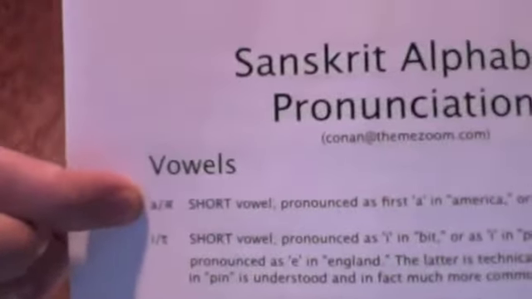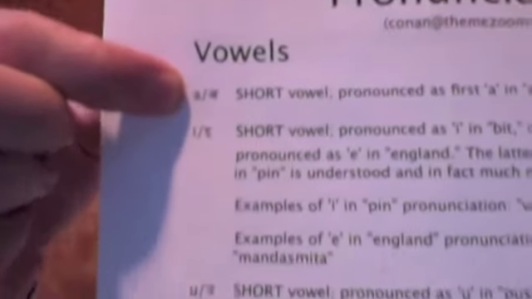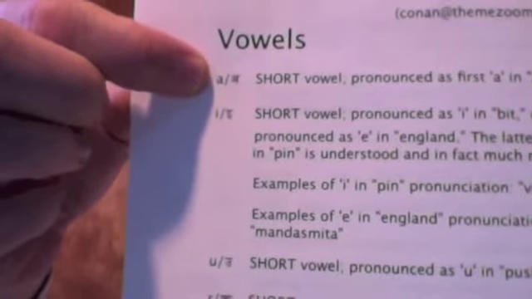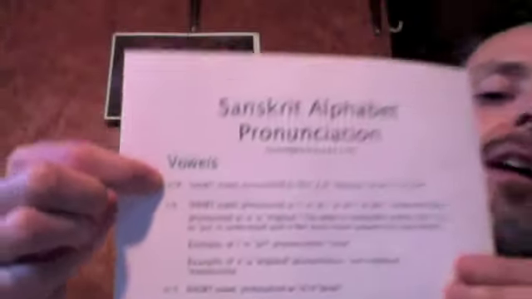The first group of letters we're going to learn how to pronounce are called the short vowels. And we've already touched on the first one. It's the letter A. It's pronounced as the first A in the English word America. A. Or you can also think of it being pronounced as the U in the word but. But we will hear many examples from the Sanskrit language itself of how to pronounce this letter.